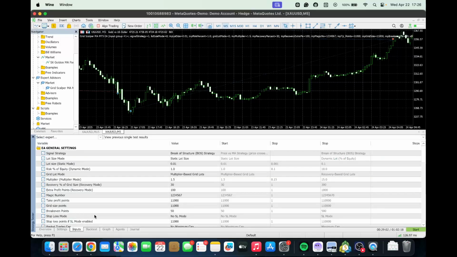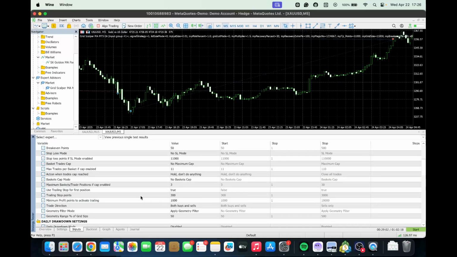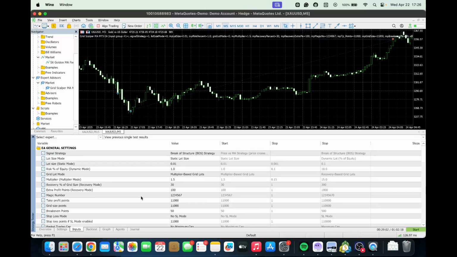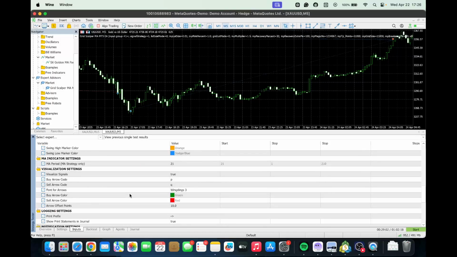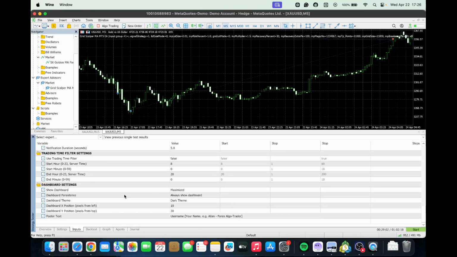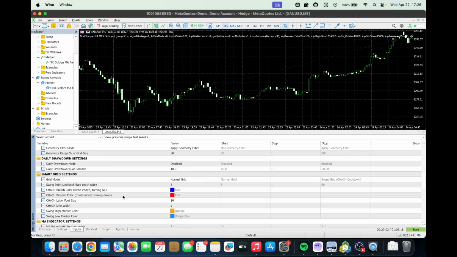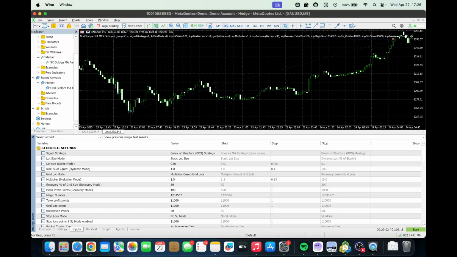And for the inputs, the ones that actually matter most are the signal strategy, the grid size points, the grid lot mode, especially the multiplier, and the basket trades cap with its action setting, stop loss mode, daily drawdown protection, smart grid. Everything else is nice to have, but doesn't change the core risk of grid trading. Honestly, this is a classic grid recovery system with some helpful safety toggles.